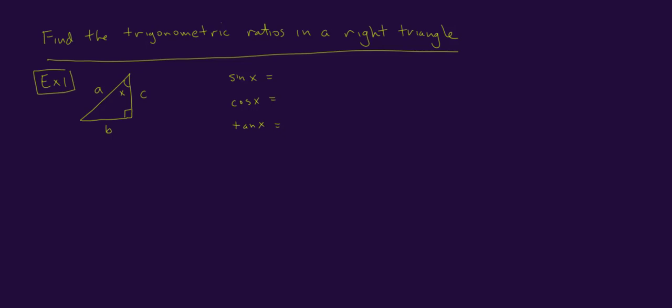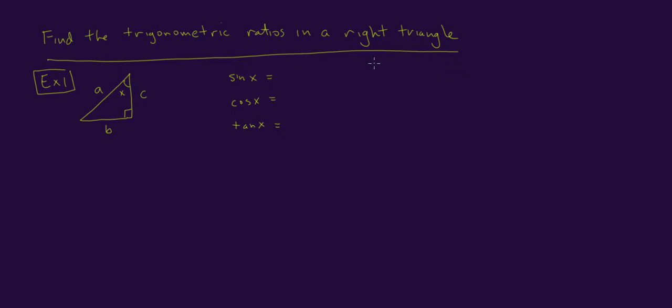Here we will find the trigonometric ratios in a right triangle. So for our first example, we're using this triangle where the angle up here is marked as x, and then the hypotenuse is a, the side opposite from x is labeled as b, and then the leg that is adjacent to x is labeled as c.